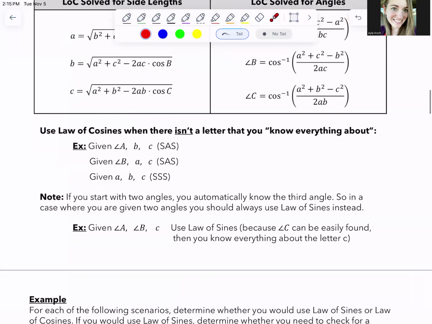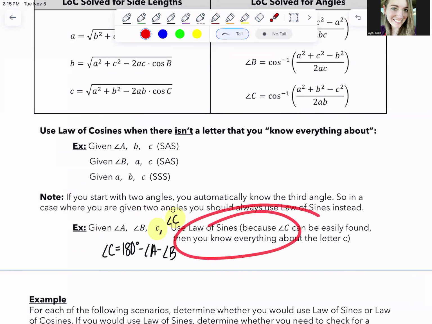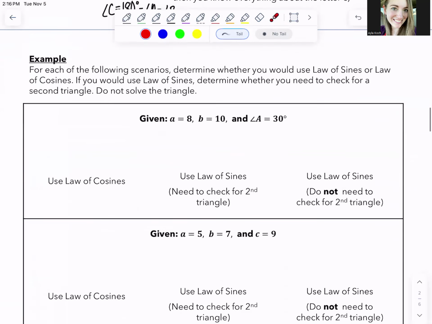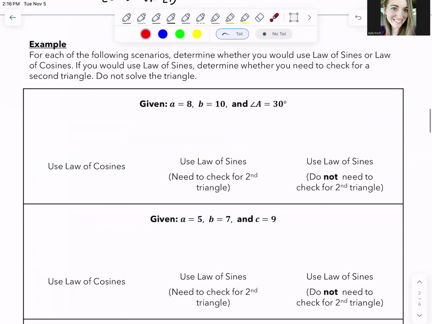There are situations that look like they're law of cosines, but they're actually law of sines. Like this one, it looks like you have A, B, and C, so we shouldn't have to worry. That should be a law of cosines situation, because you don't know everything about any of the letters. But if you have angle A and angle B, angle C is just 180 degrees minus angle A minus angle B. So you really do have angle C. It's just a hidden angle C. And then you know everything about letter C, and you can solve using law of sines. Okay, so for these examples, we're not going to solve anything.